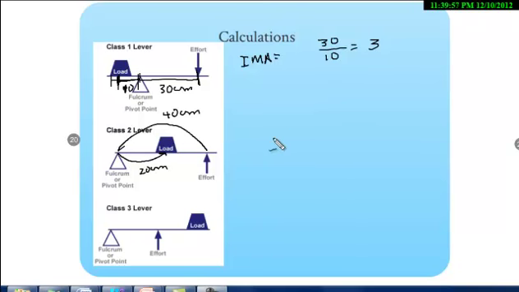So my ideal mechanical advantage would be my input distance, 40, over my output distance, which is 20, and that equals 2. My ideal mechanical advantage would be 2. So ideally, if I didn't lose any energy, if I put 10 newtons of force on this part of the lever, then I would be able to lift a 20 newton force that's sitting where this block is.